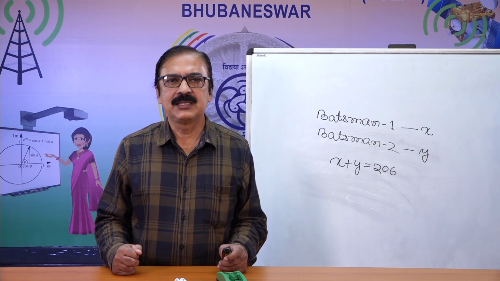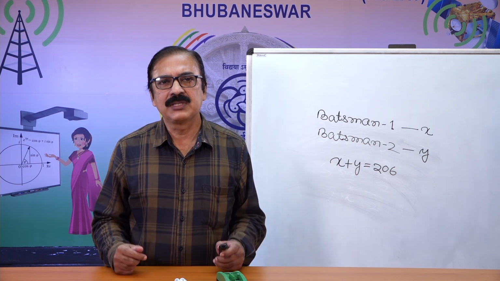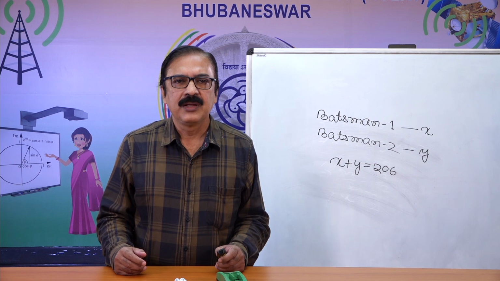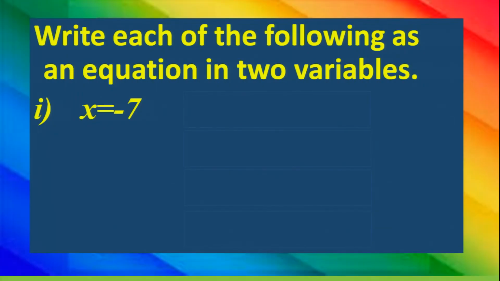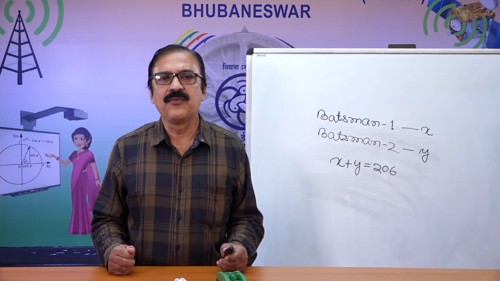Now let's see some other types of equation and how to represent them in general form. X is equal to minus 7. Here we have only one variable. How to represent it in an equation of two variables?